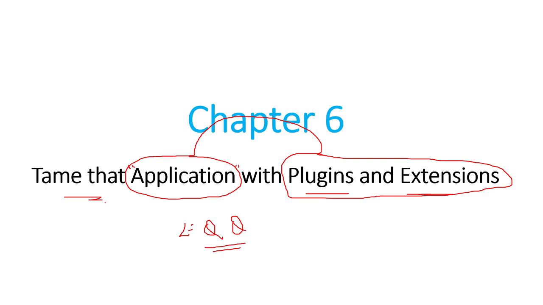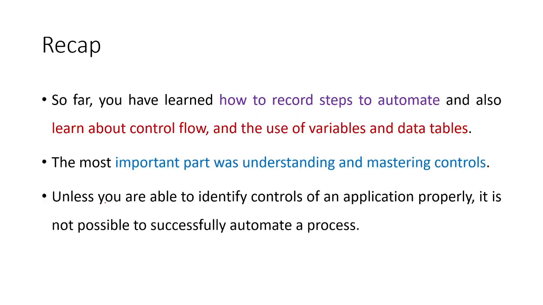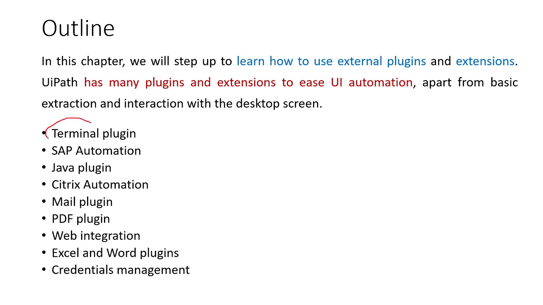Along with this understanding, we learned one of the important plugins called the terminal plugin, and we touched upon a little bit of SAP automation. Today's class objective is that we shall learn a few more details about SAP automation, and then we shall cover one more interesting plugin called the Java plugin. Before that, we shall have a recall of the terminal plugin.